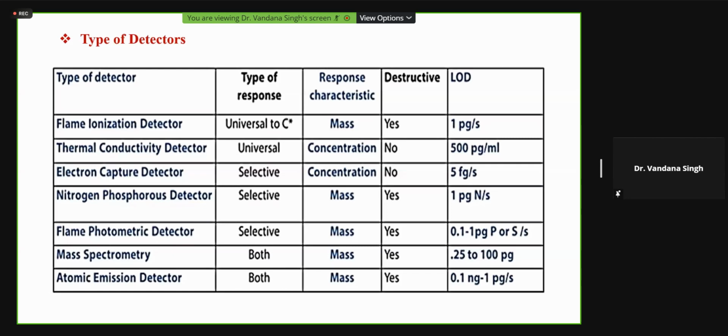So how is the analysis done in a GC system? As we have earlier seen, once the analyte reaches the detector, it will generate a chromatogram, and how will a chromatogram typically look? It's like this.